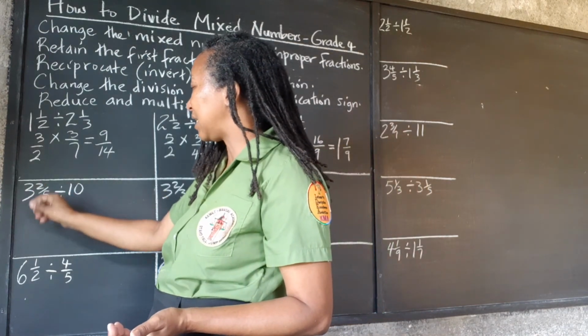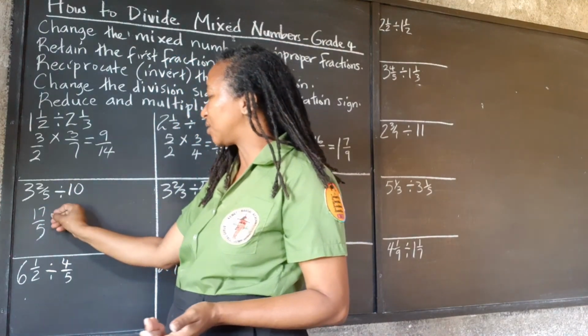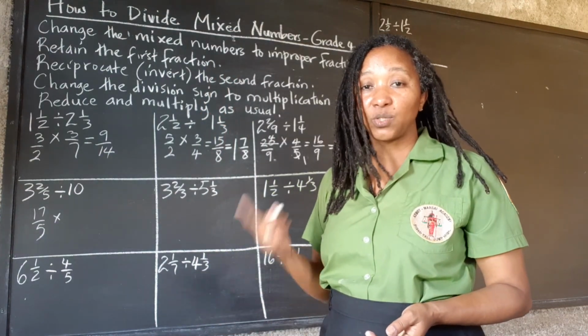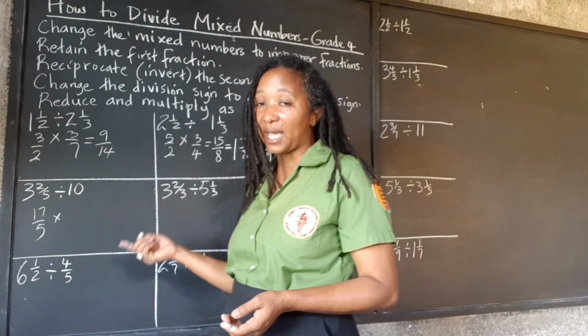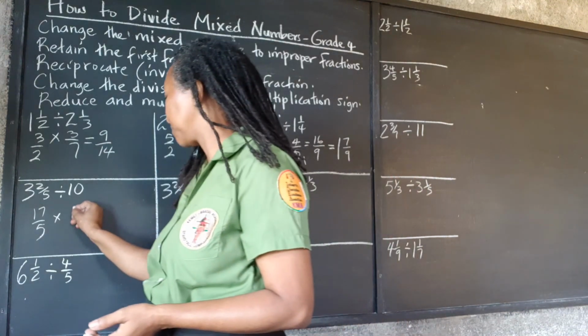5 3s are 15 and 2 is 17 over 5. We're going to change the division to multiplication, and the reciprocal of 10 is 1 over 10. Since 10 is 10 over 1, the inverse of that is 1 over 10.